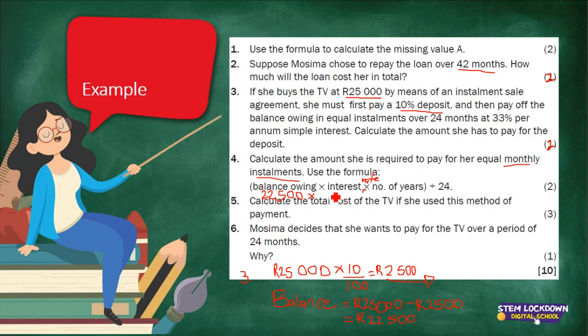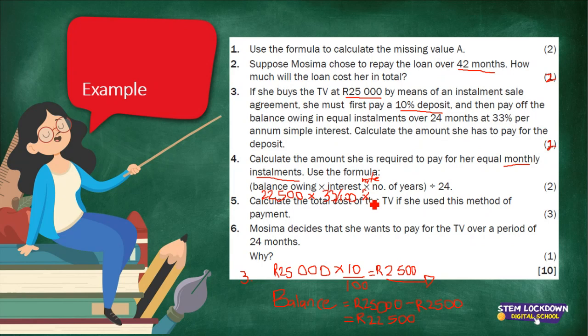Okay, so it will be 33%. 33 divided by 100, or 0.33. 33 divided by 100 is 0.33. Okay, multiplied by number of years, right?